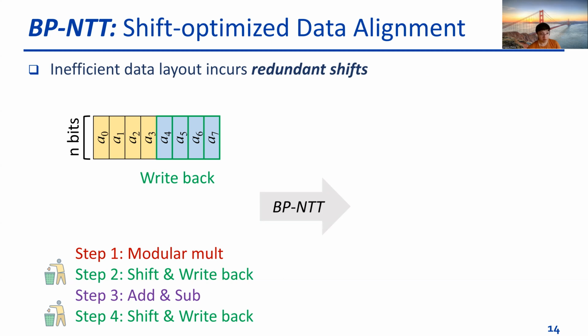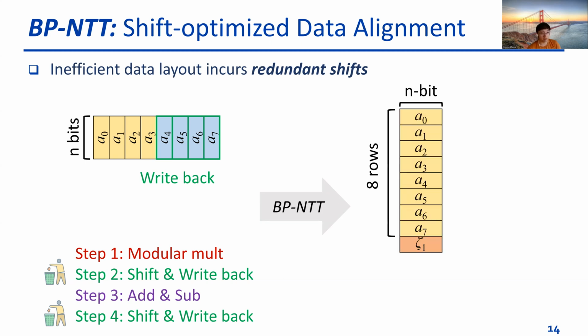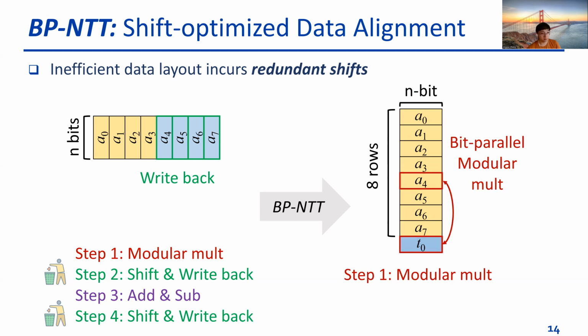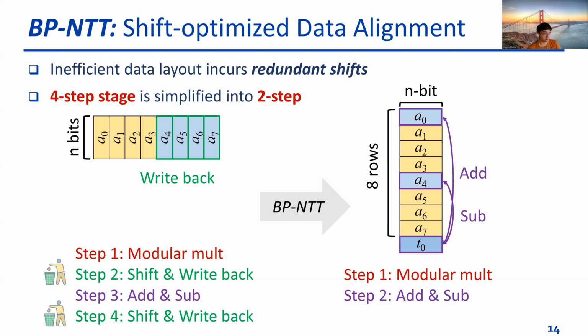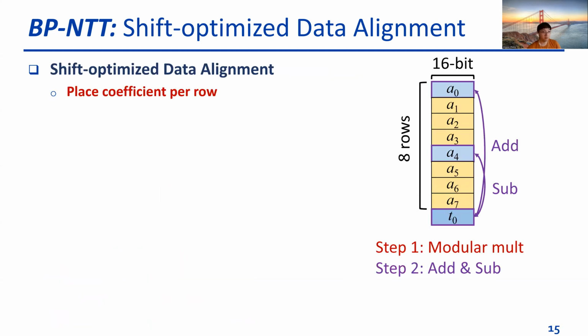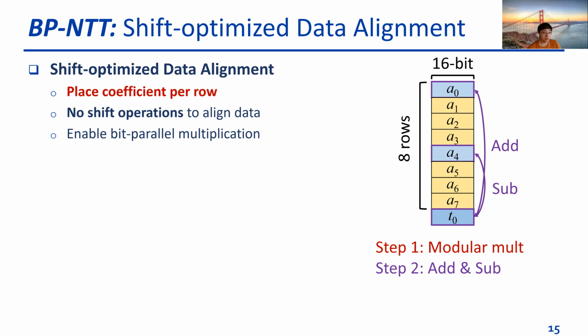To avoid these redundant shifts, we propose shift-optimized data alignment, which only reserves necessary modular multiplication, addition, and subtraction. Thus, it brings the 4-step stage into 2 steps. By placing one coefficient per row, the data alignment can be implicitly achieved by selecting the corresponding row with its index. Thus, no shift operations are required to align data. In addition, this data layout also enables our proposed bit-parallel multiplication, which reduces latency and area overhead.